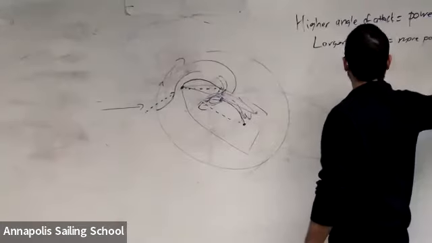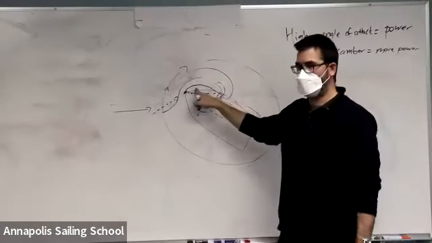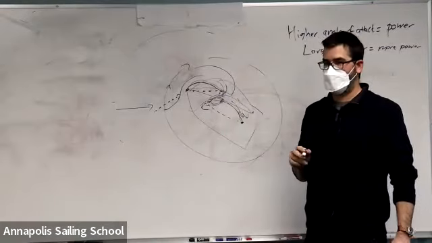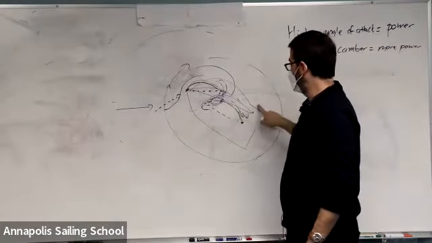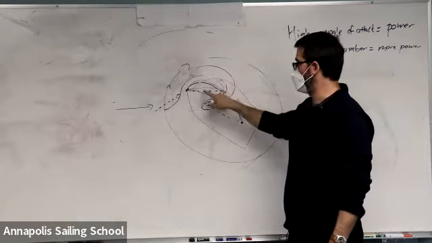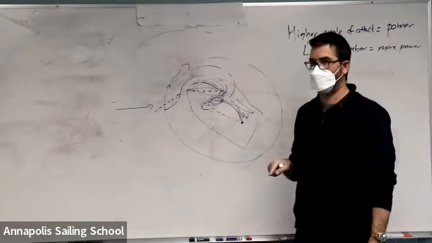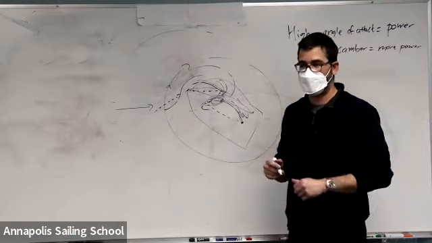And camber is overall depth. So the deeper your sails are, the more power they're going to generate. But again, with more camber, you get that really fast acceleration and then the really fast deceleration. So more camber makes it stall faster.